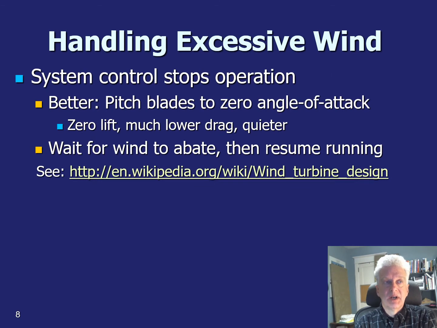A better design most larger turbines use is pitch control, so that the blades can turn to change their angle of attack into even a very high wind so that they produce no lift at all. When you rotate the blades facing the wind so that they're not generating any lift, then there's no drag. The wind turbine stops producing power, the blades stop rotating, but they are not creating that great amount of drag, so there's not a lot of extra noise generated.